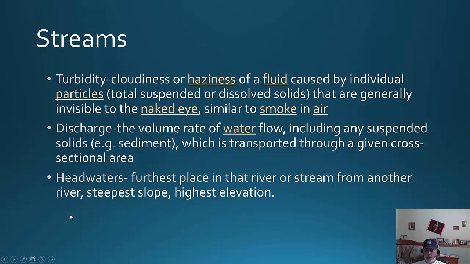We also looked at the headwaters of Mill Creek, which is up at Cranberry Lake by Conklin. Headwaters can really be three things. It's the furthest place in that river or stream from another one. So the headwaters, Cranberry Lake, would be the furthest place from where the Mill Creek empties out, which is the Grand River. Typically at the headwaters you have the steepest slope. It doesn't have a chance to cut down yet.